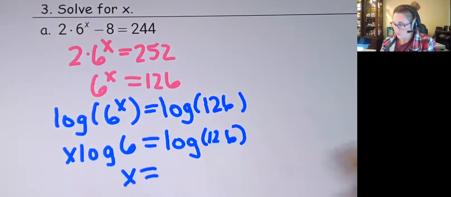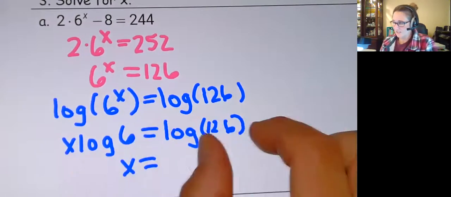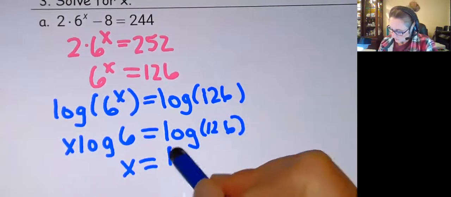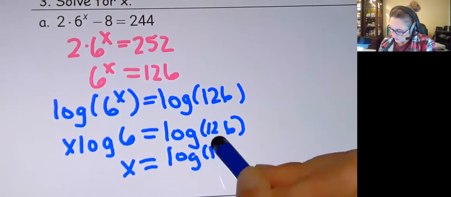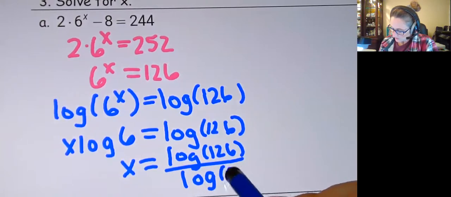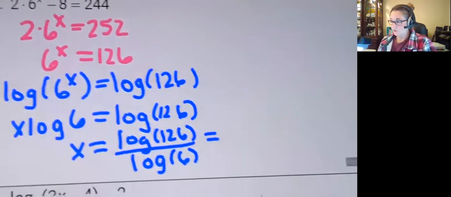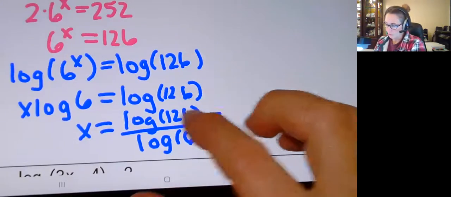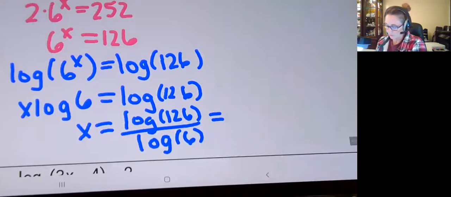And I put this in my calculator at the end. I don't do this and get decimals, let's just do it all at the end. So I'm going to have log of 126 over log of 6, and I'm going to put that into my calculator, okay? This is division, but you got to make sure you close your parentheses or else you're not going to have the right order of operation.